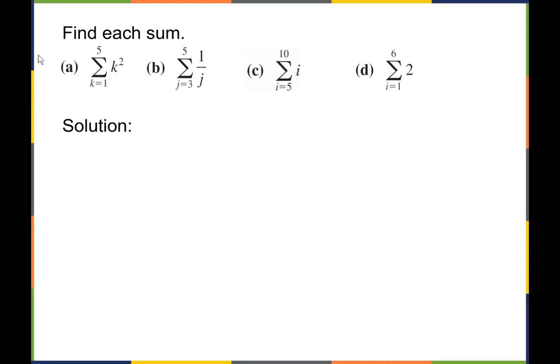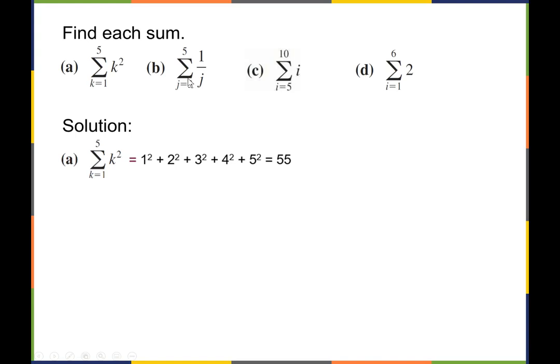All right, let's get a little more practice digging in with sigma notation. I would like you to pause the video and find each of these sums. All right, you made it back. Let's go over these one at a time. Here's my first answer. I'm going from 1 to 5 of k squared. So 1 squared, 2 squared, 3 squared, 4 squared, plus 5 squared. That's 1 plus 4 plus 9 plus 16 plus 25. Turns out that's 55.